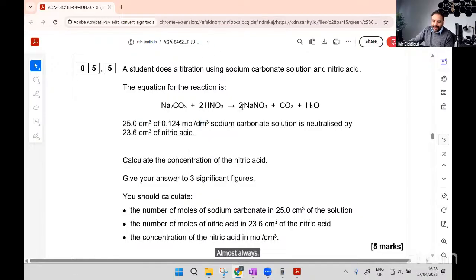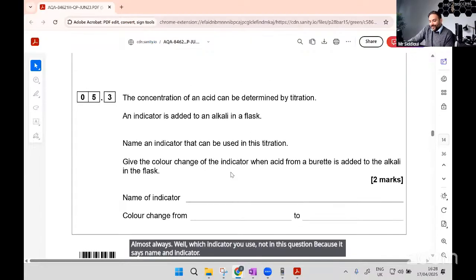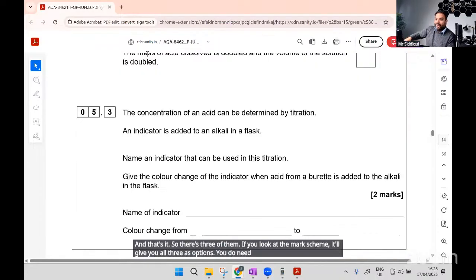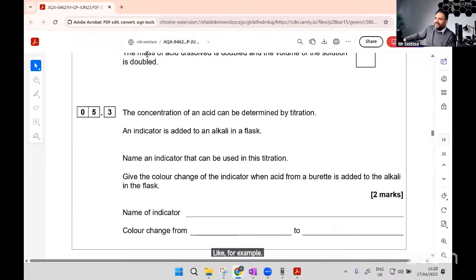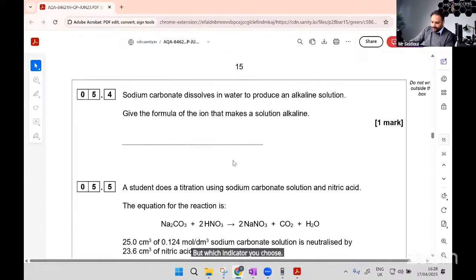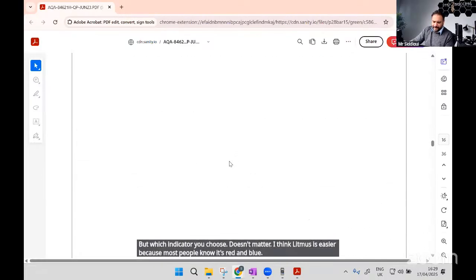Which indicator you use? Not in this question, because it says name an indicator, and that's it. So there's 3 of them, and you can do that. If you look at the mark scheme, it'll give you all 3 as options. You do need to know the color change for the indicator you'd use. For example, phenolphthalein goes pink to colorless or something like that. But you do need to know the color change for the indicator. But which indicator you choose doesn't matter. I think litmus is easier because most people know it's red and blue because of the paper.